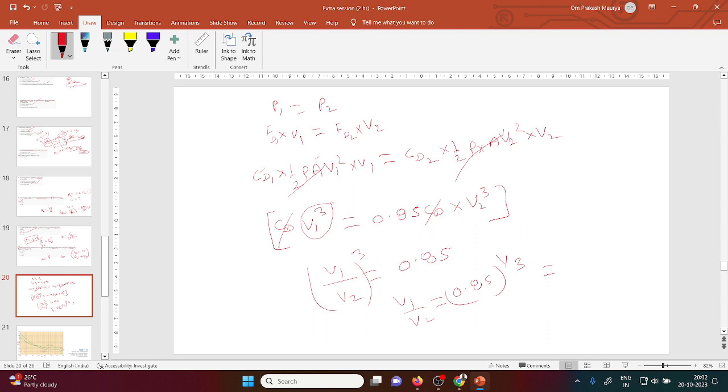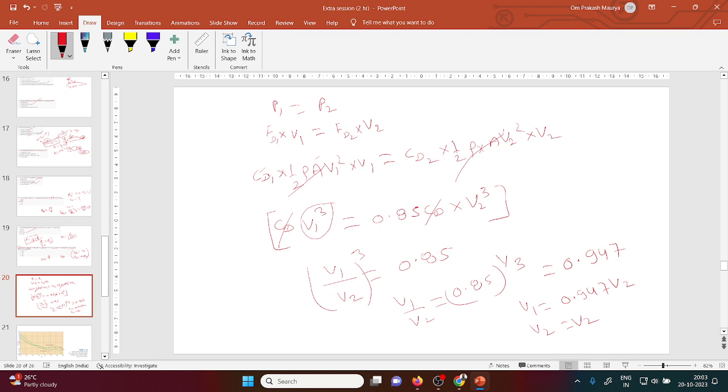So this type of question you can expect in the GATE also. This type of analytical question, I think. 0.85 power 0.33, 0.947, right? Yeah. So your V1 is equal to how much? 0.947 V2.